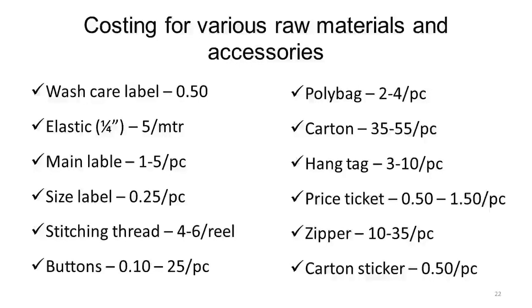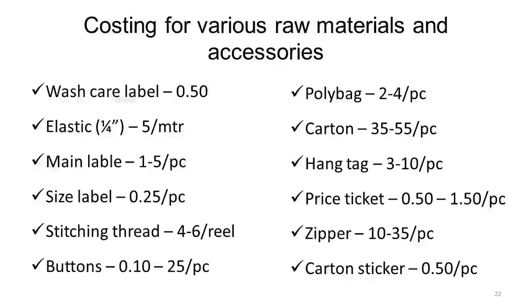5-ply means 5 layers of paper. One layer is plain, the second layer is, let's say, corrugated, the third is again plain, the fourth is corrugated, the fifth is again plain. So that's how the cartons are made. So 50 rupees is a standard, 60-40-40 if you see.